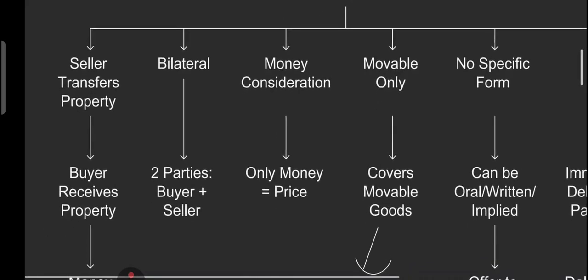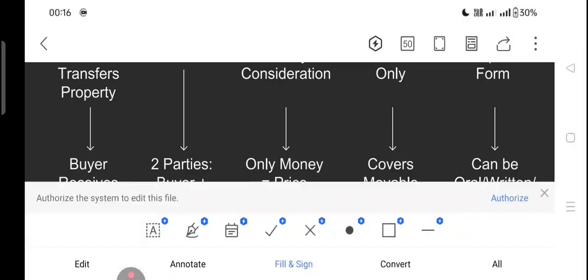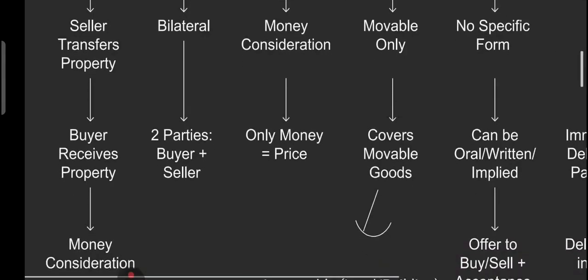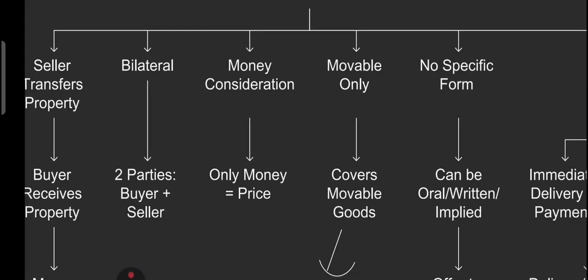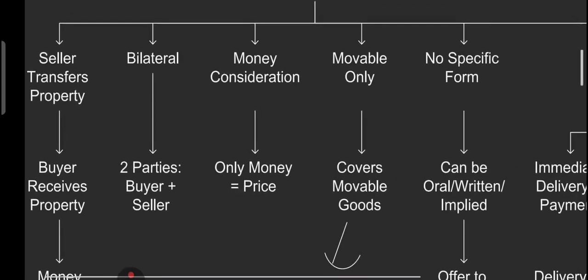Two parties are involved, right? The buyer and the seller, the one who sells and one who buys. It is quite simple. Then it is all about money, right? Money consideration, which means basically the consideration must be money, not barter or exchange. Only then it is a valid contract of sale. So money consideration is there.